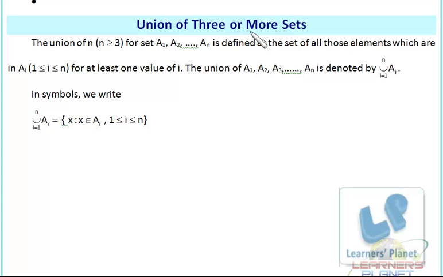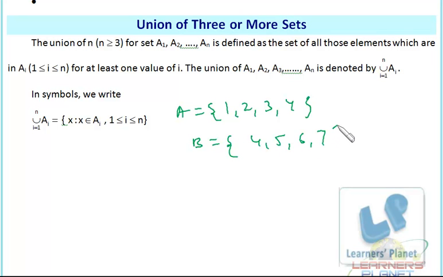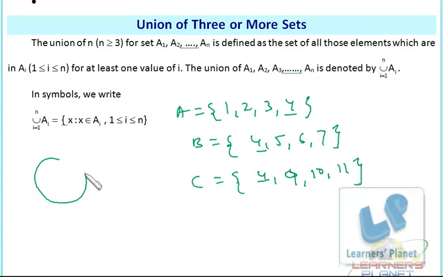Similarly, we can have the union of 3 or more sets. Suppose I have set A, that's 1, 2, 3, 4. Set B, that is maybe 4, 5, 6, 7. And I have set C, that is 4, maybe 9, 10 and 11, right? So we can see a common element 4 over there. So how do we represent it?